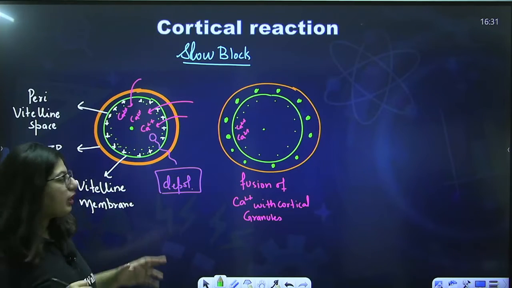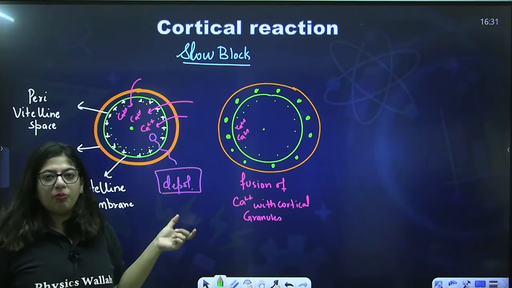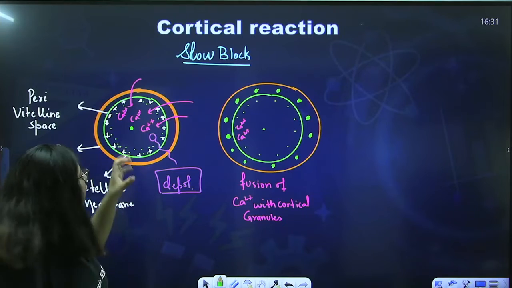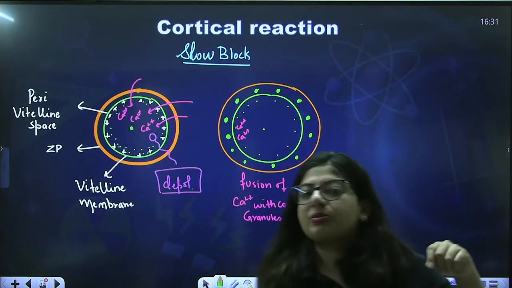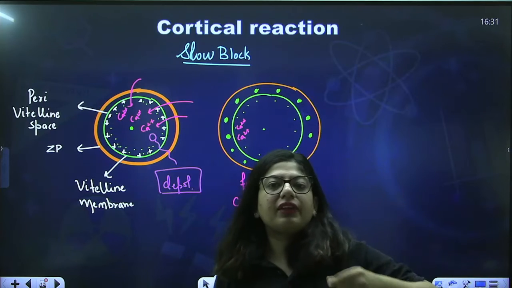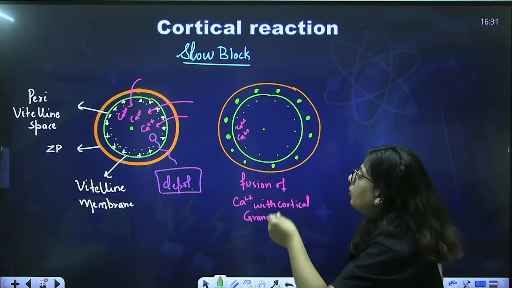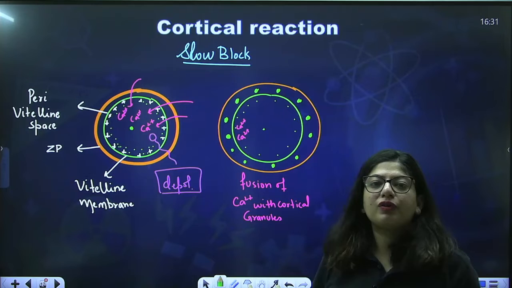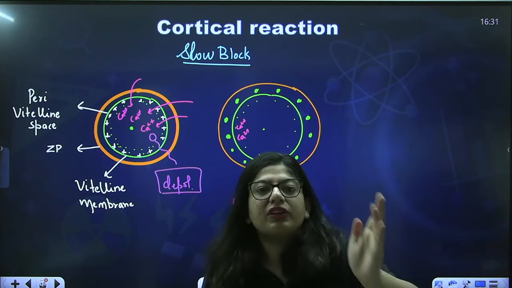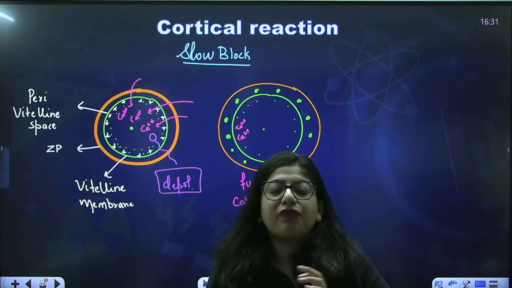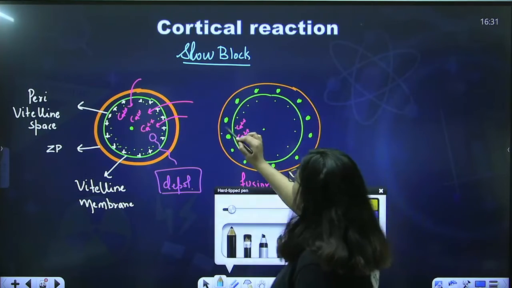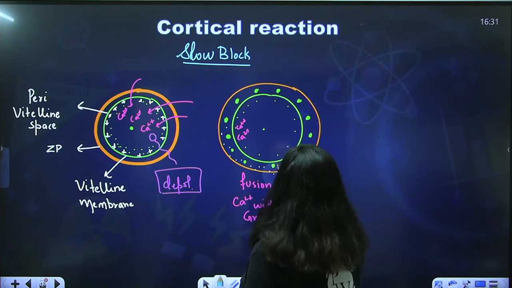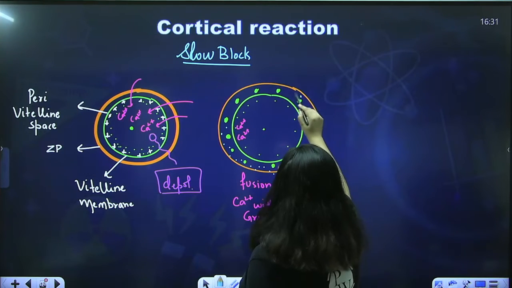Let me tell you one more time. After slow block, the depolarization wave that occurs will increase the concentration of calcium ion inside the cytoplasm of the oocyte. This calcium ion will fuse with the cortical granule. These granules, when they fuse with calcium ion, will move in the perivitelline space. After they move in the perivitelline space, they start releasing enzyme. So these cortical granules have a purpose. They release enzyme.